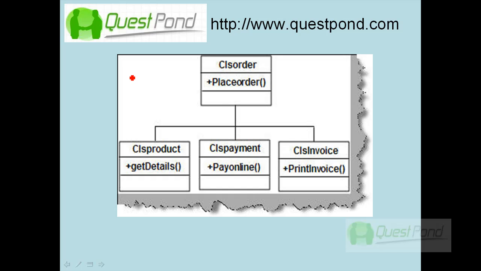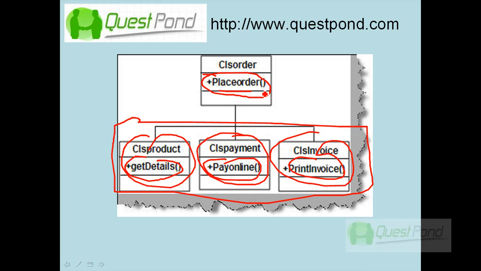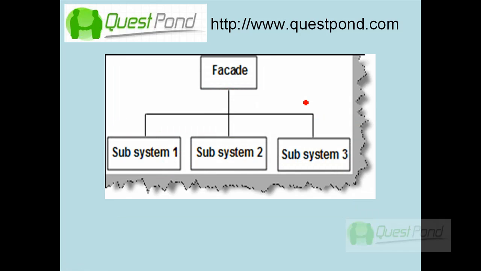Now what we need to do is place an order. But in order to place an order, you need to create an object of CLS product, get details, and display them to the user. Then you need to use the payment object and make the payment online. Then you need to use the invoice object and print the invoice. You need to use these three objects in a particular manner to accomplish place order. So as said previously, the facade will stand on top of this subsystem and do this for you.